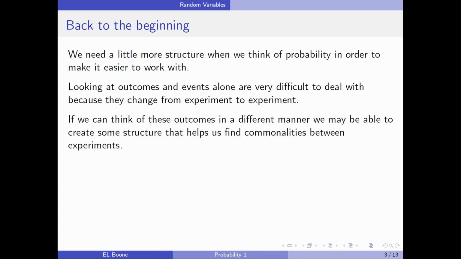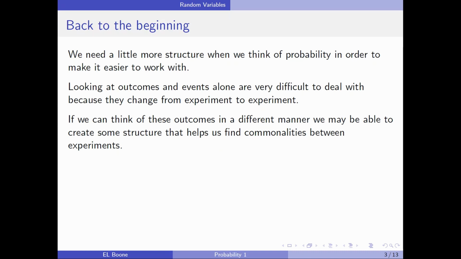So we need a little more structure when we think about probability in order to make it easier to work with. Now, looking at outcomes and events alone can be really difficult to deal with because they change from experiment to experiment, and it's not an easy way to look at things. But if we can put just a little bit of structure on this, we can help find some commonalities between our experiments, which will make our data analysis much easier in the end.